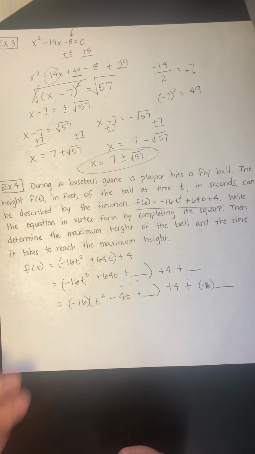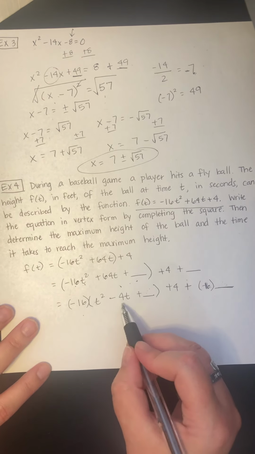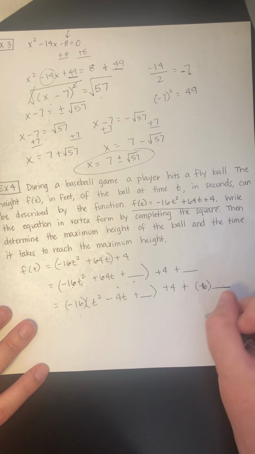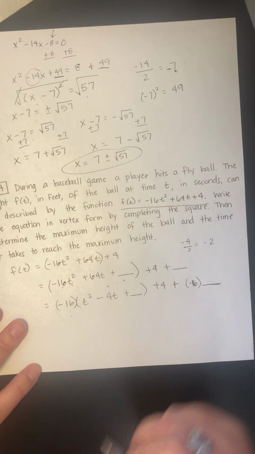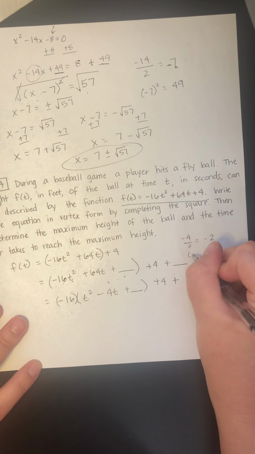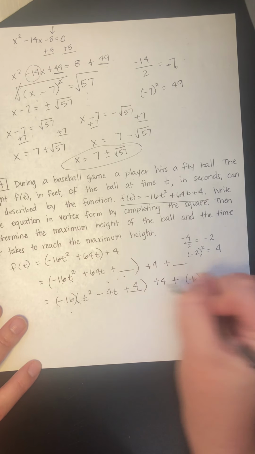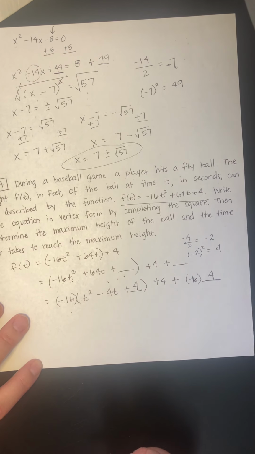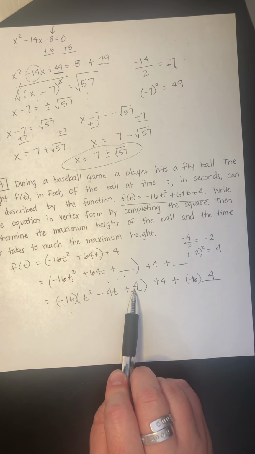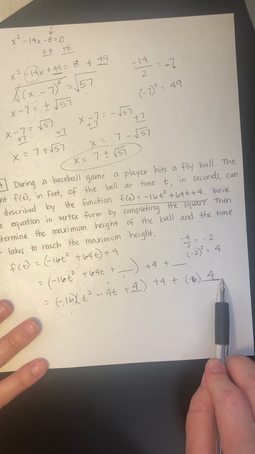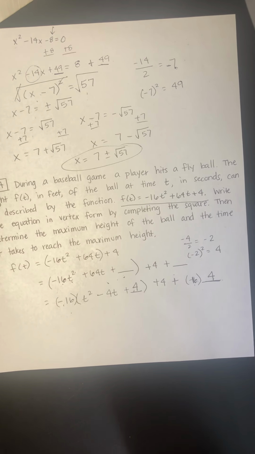We can look at this and figure out what we're going to put here. You take this middle term right here, negative 4, and you divide by 2. You get negative 2. Then you take the negative 2 and you square it. So you get 4. We're going to add 4 on the inside and on the outside, because negative 16 times 4 is negative 64. Negative 16 times 4, negative 64. We want them to be equal.